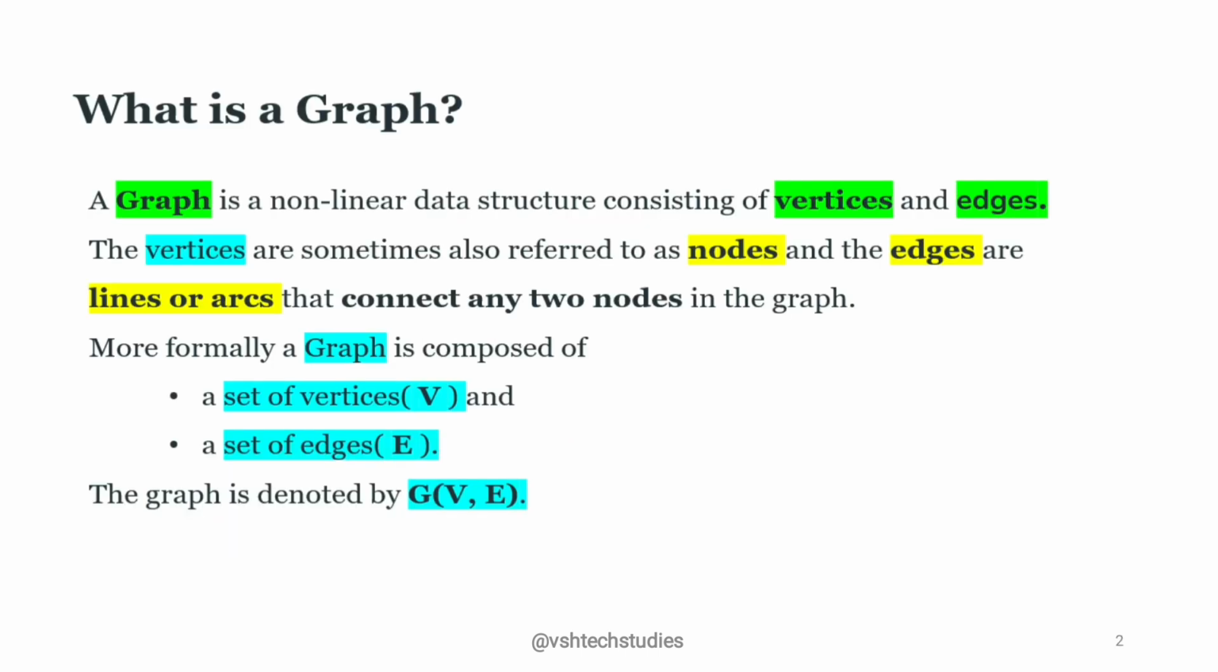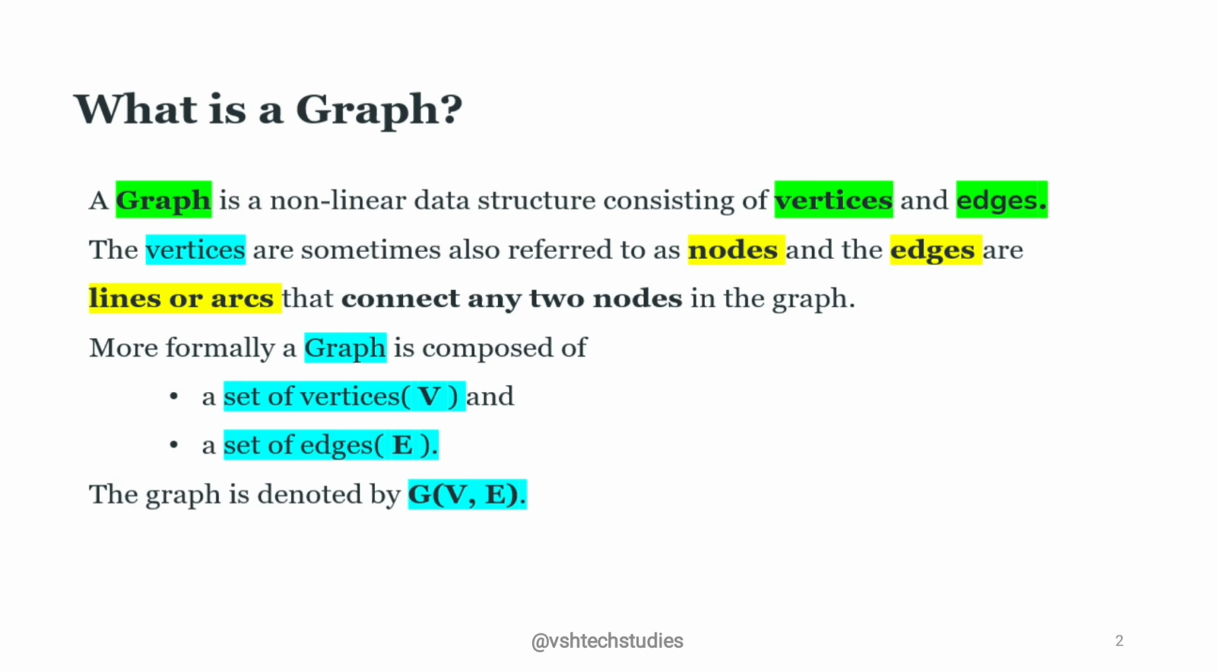So what is a graph? A graph is a nonlinear data structure. It consists of vertices and edges. The vertices are sometimes known as nodes and the edges are called lines or arcs. These lines or arcs connect any two nodes in the graph.